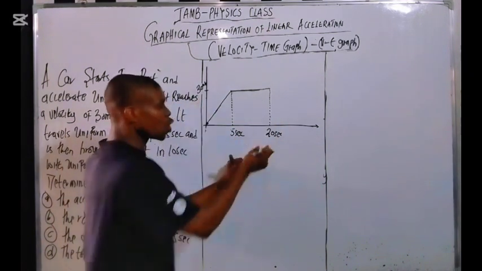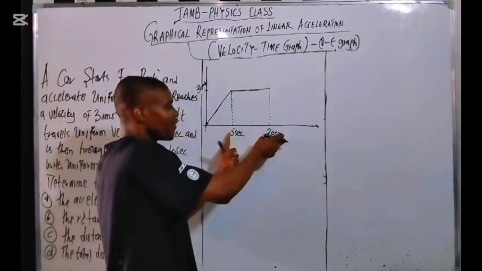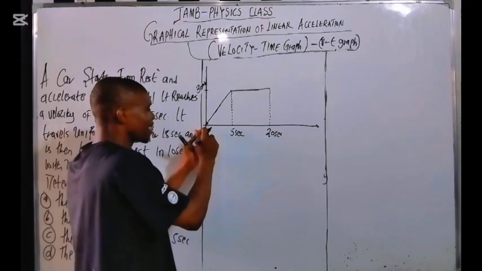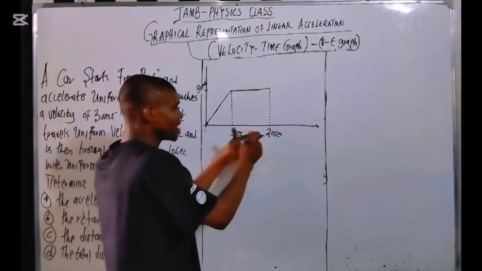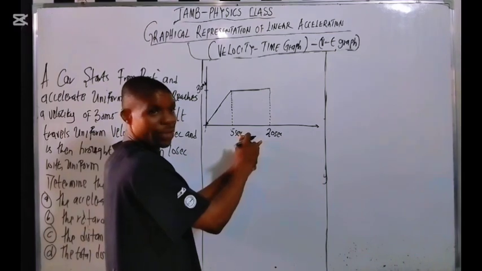Hope you understand. Please don't put 15 here. Why? Because there's already 5 here. So from here to here is 5, and from here to here now is 20, which is the extra 15. Hope you understand.